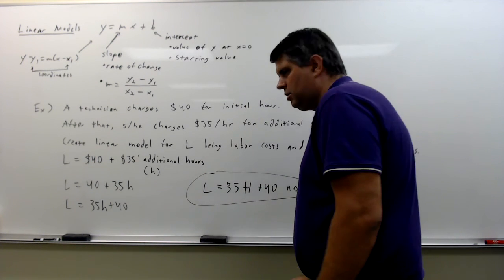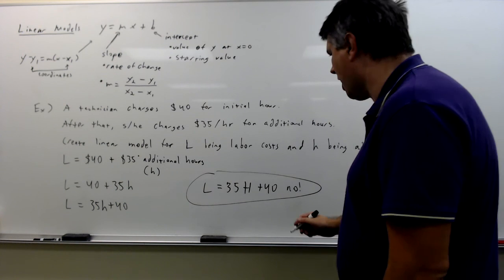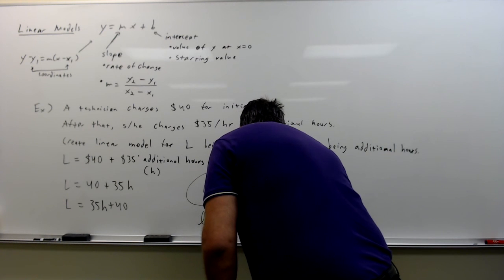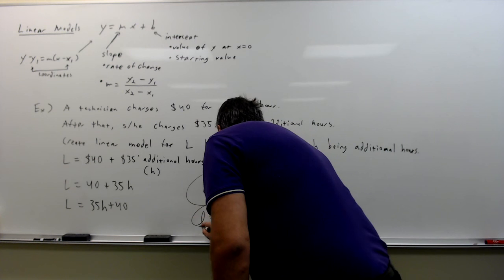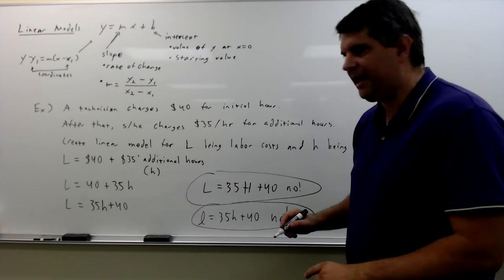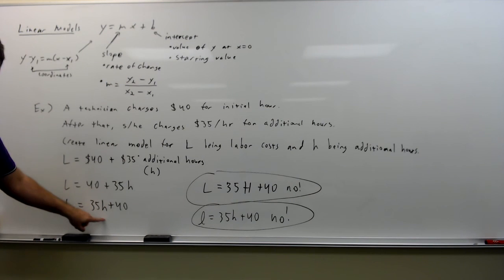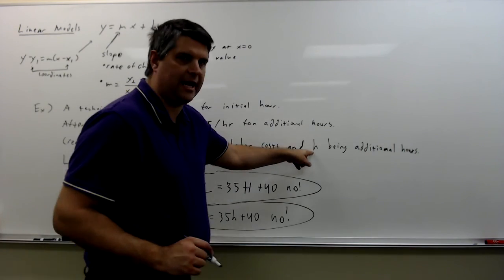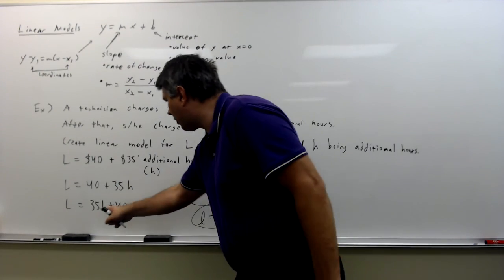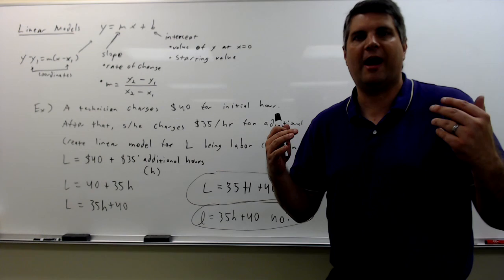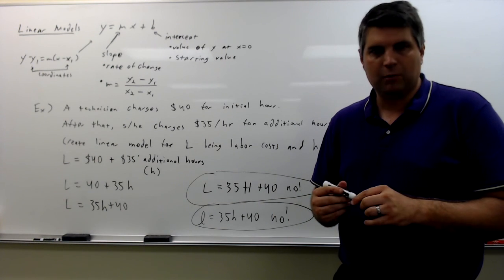No. Okay? Here's another no. Lowercase l equals 35h plus 40. Also a no. Okay? Use the correct case. This is the correct version. Uppercase L should be represented by uppercase L. Lowercase h should be represented by lowercase h. Make sure that not only do you have the right letter, you have the appropriate case. All right, well, I'm going to stop here.